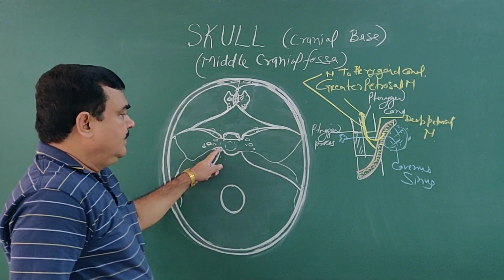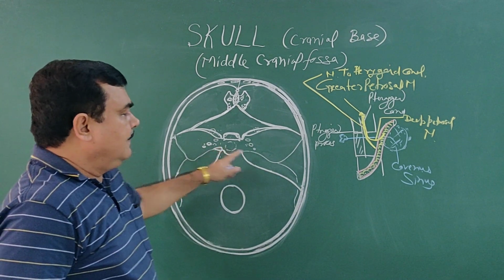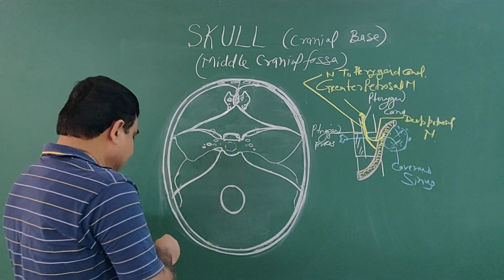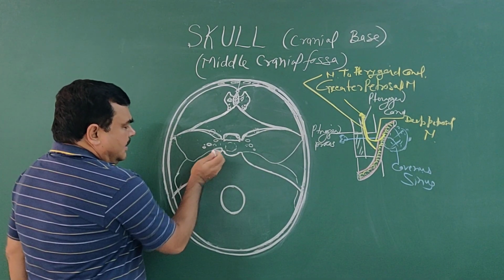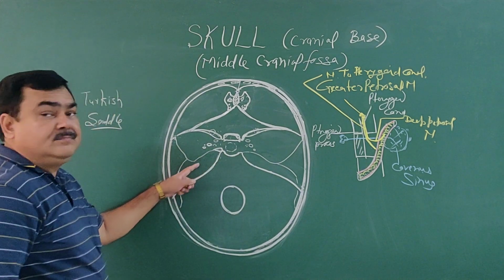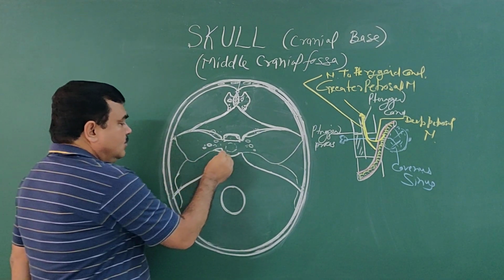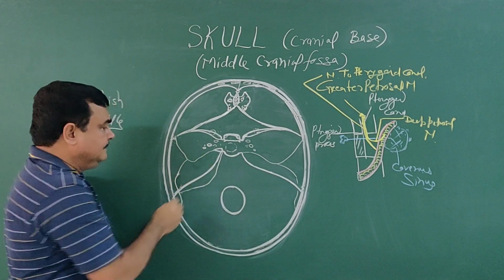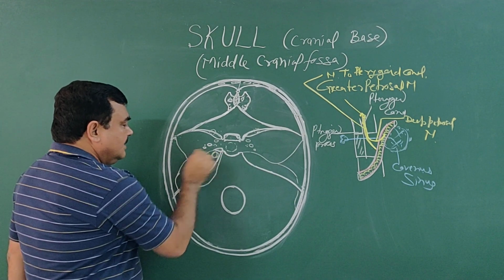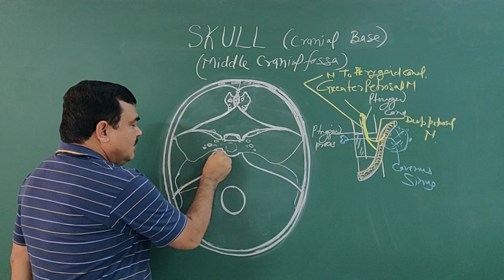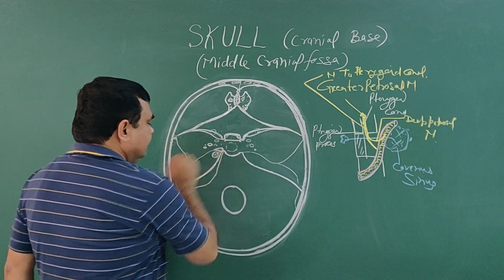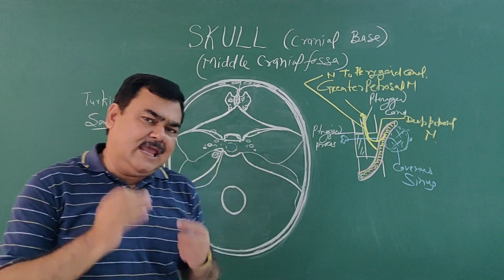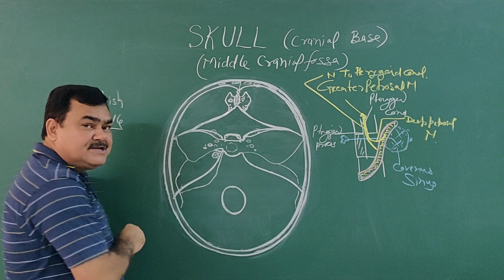So this is the foramen lacerum. And the important thing here, this is the petrous temporal bone. In this petrous temporal bone, you can see some impressions. Here is one impression, known as the trigeminal impression. Here the trigeminal ganglion is present, and a trigeminal cave is formed here.